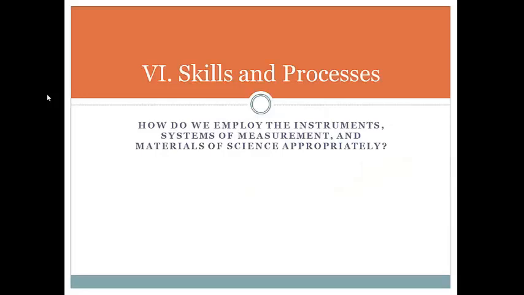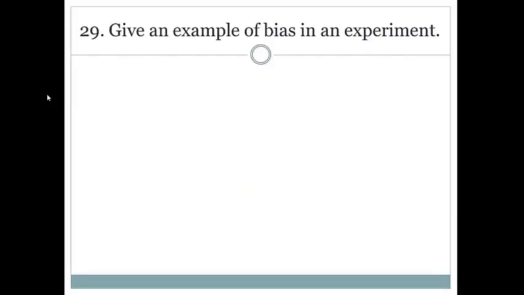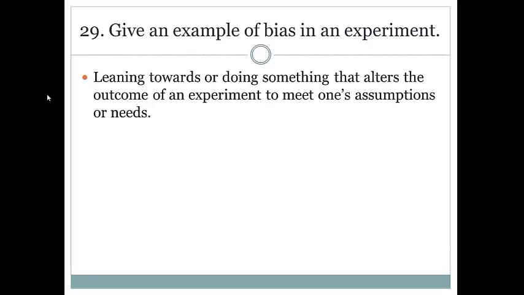Last section is called skills and processes. So give an example of a bias in an experiment. So bias is a really big problem in experiments. Scientists are always trying to remove bias to make their experiment as objective as possible. So bias is whenever you lean towards something or you do something that alters the outcome of an experiment to meet your assumptions or to meet your needs.